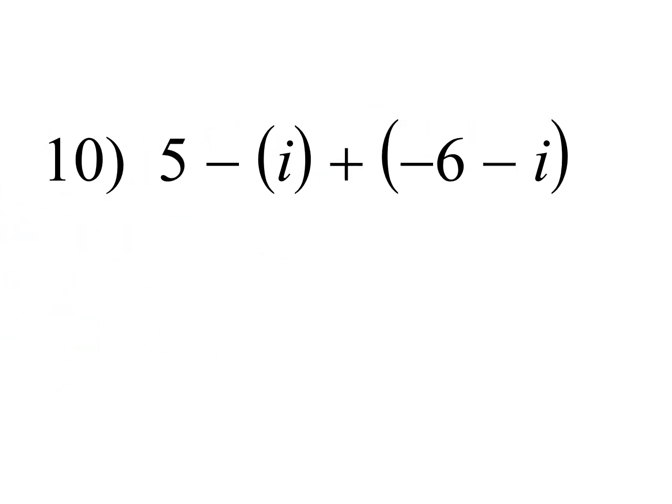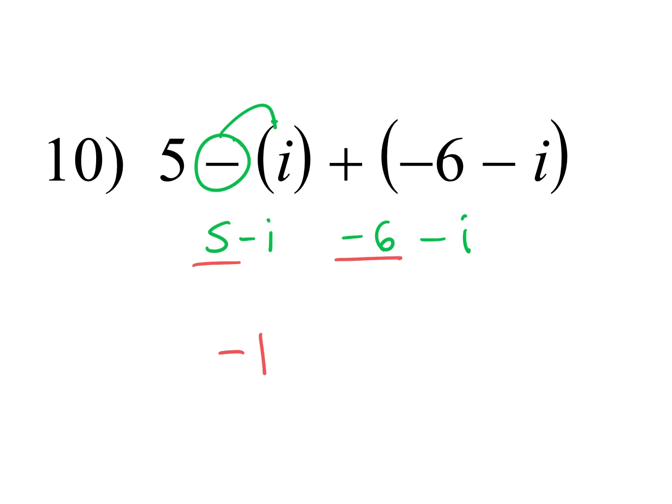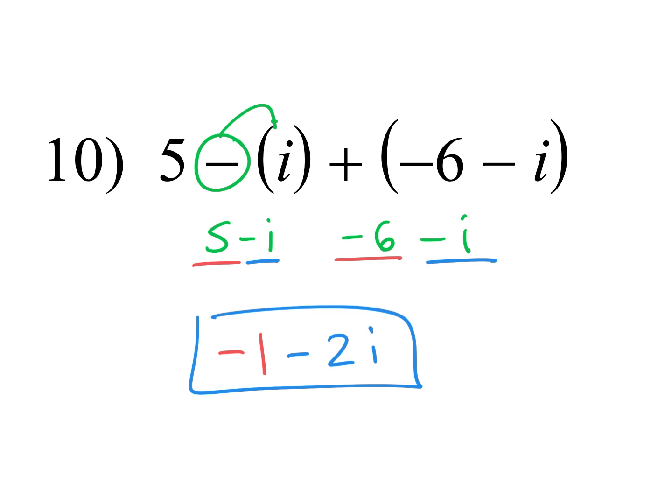All right, next. What does the minus get distributed to here? Just i. So it'll be 5 minus i plus negative 6 minus i. This plus a negative is just a minus, so you don't need both. What are my real numbers? 5 minus 6, negative 1. And then my imaginary numbers are negative i minus i, negative 2i. So negative 1 minus 2i, because this is like negative 1i.